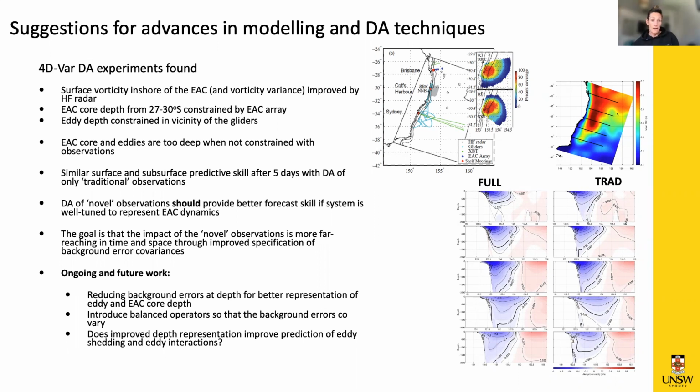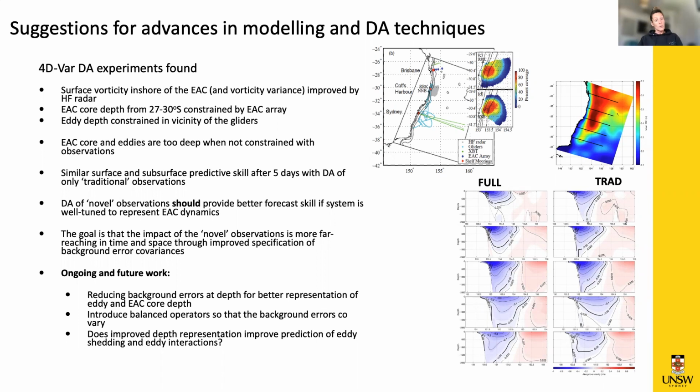However, EAC core and eddies are too deep when not constrained with observations. We also found that when assimilating all available observations, including the novel observations, we got similar surface and subsurface predictive skill after 5 days as the system that assimilated only the traditional observations. So the DA of novel observations should provide better forecasts still if the system is well tuned to represent EAC dynamics. And so our ongoing goal is that the impact of the novel observations be more far-reaching in time and space through improved specification of background error covariances.